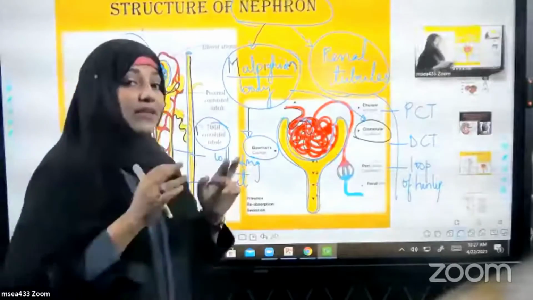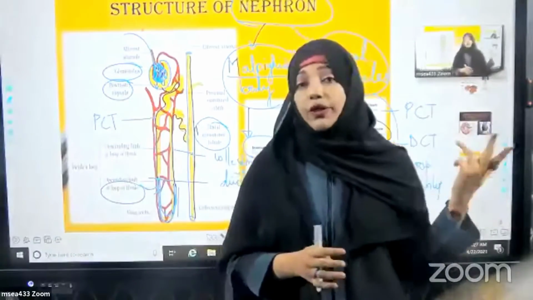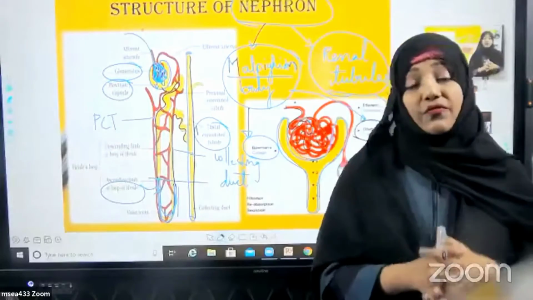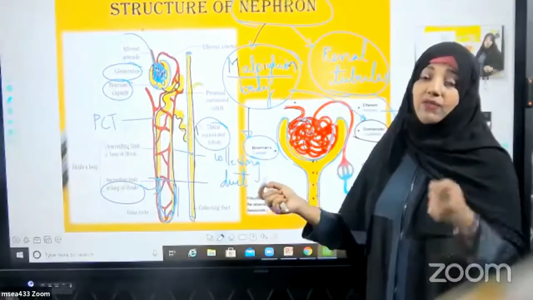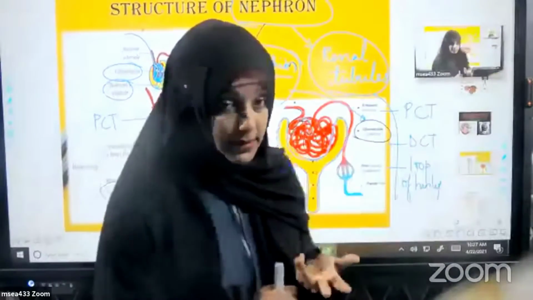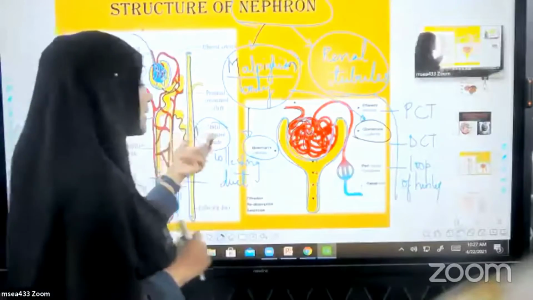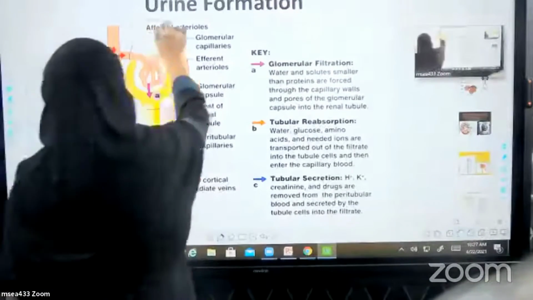So this is about the structure of nephron. As I said, each kidney consists of 1.3 to 1.8 million nephrons, and each nephron, you can see, is microscopic, very small, and cannot be seen with our naked eyes. So these are the structures that help in the process of urine formation.